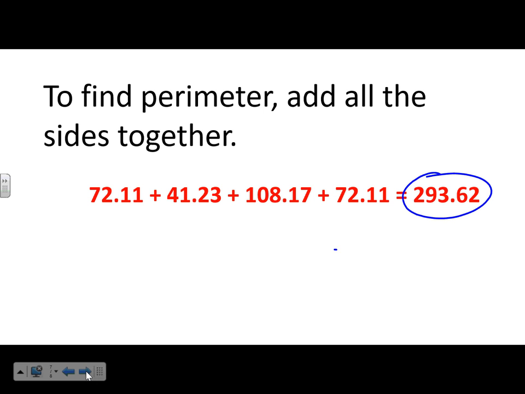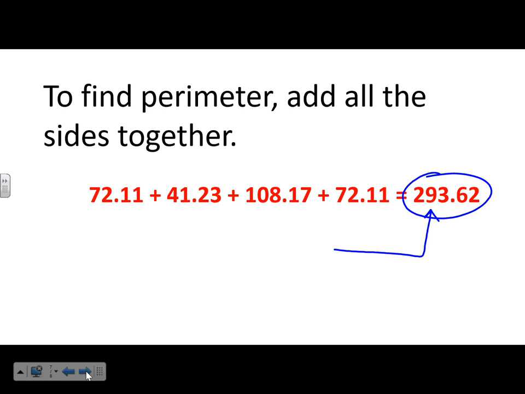You should be able to find then which company is cheapest by knowing how much fence you actually need. You need 293.62 feet, not square feet, sorry. 293.62 feet. So you should be able to use your final answer to be able to pick the company. You guys should be able to figure that out on your own. If you can't, please ask.